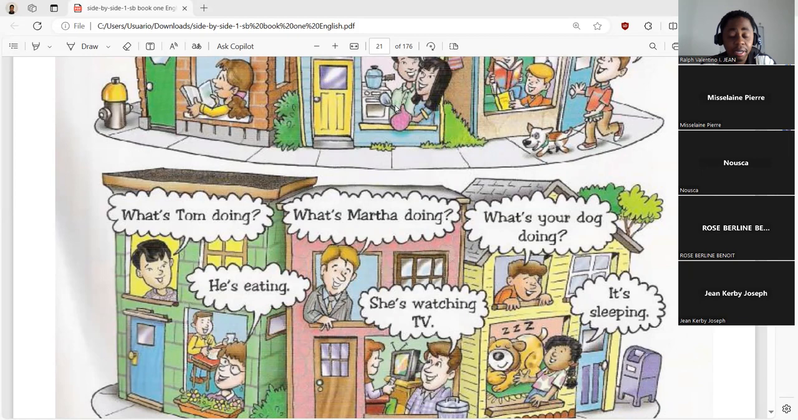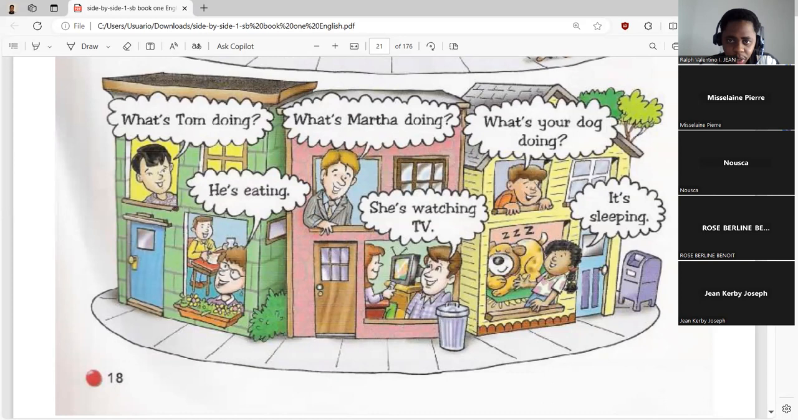Very good. Yo continue. What's your dog doing? It's sleeping. OK? It lui-même, on utilise pour objet généralement. En anglais classique, on dit que généralement, it, on l'utilise pour objet seulement. OK? Et avec des animaux, tout. Mais de nos jours, on pourrait au plus utiliser she, he pour bête.